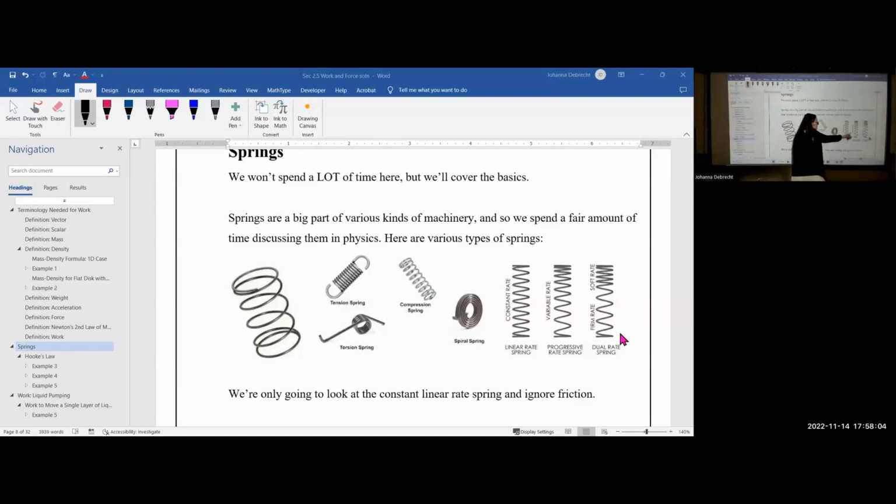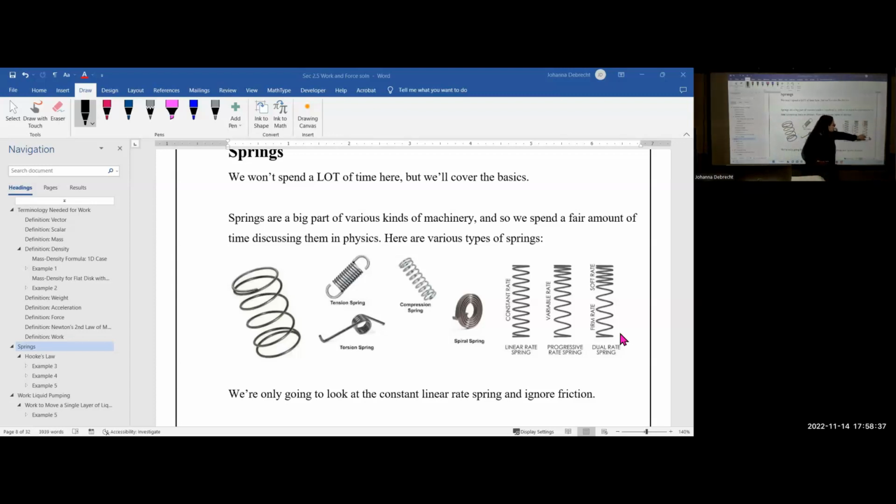Now over here we have what's called a linear rate spring, a progressive rate spring, and a dual rate spring. You can tell on the linear rate that the distance between the coils is the same all the way across. On the progressive rate spring, you can see that the distance was wider, but it got progressively closer together as you move from one end of the spring to the other. This last one is a dual rate spring. It doesn't progressively get from one to the other. It immediately jumps from one to the other.